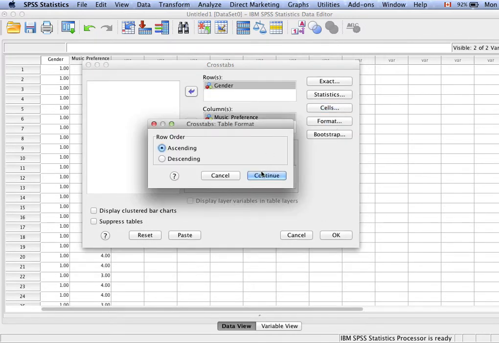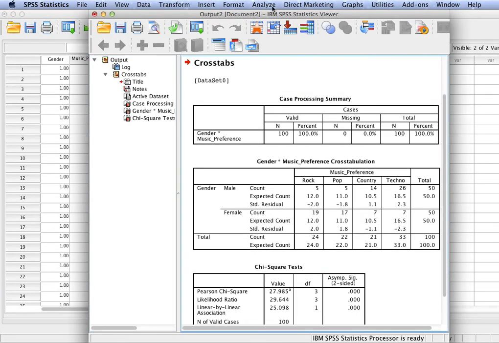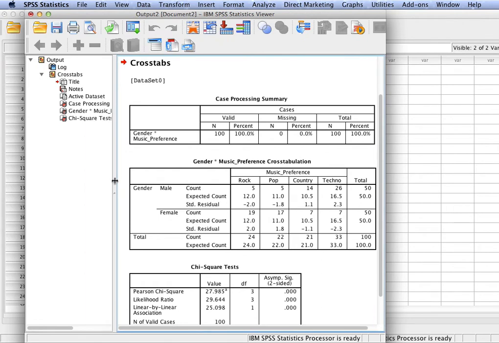And Format, we can leave it, and actually under Bootstrapping we don't have anything to do. So all this being done, we can click OK, and we get our results.